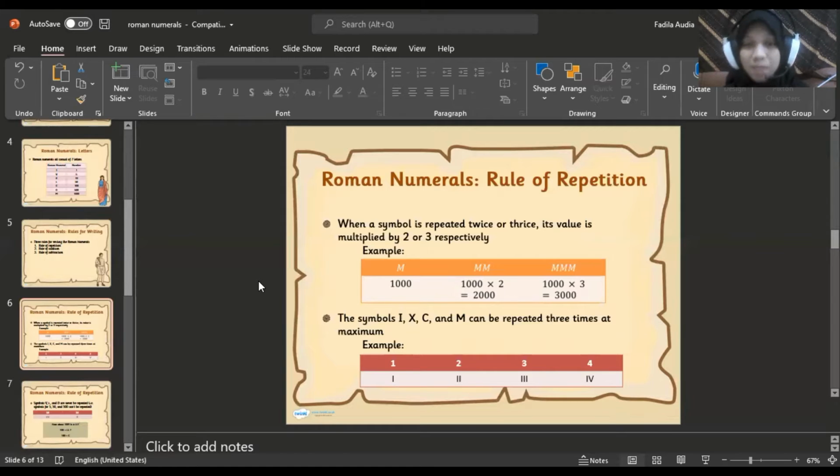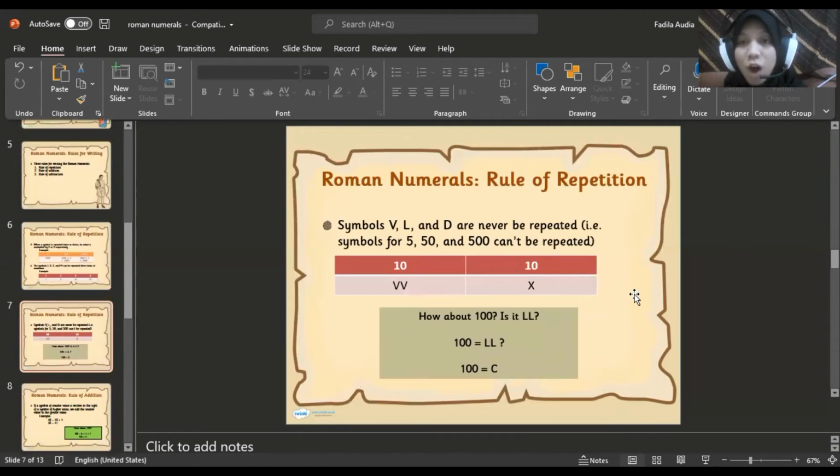Okay, next, the symbols I, X, C, and M can be repeated 3 times at maximum. I is equal to 1, II is equal to 2, III is equal to 3, and 4 is equal to IV. Why is it IV? We will answer that at the rule of subtraction.